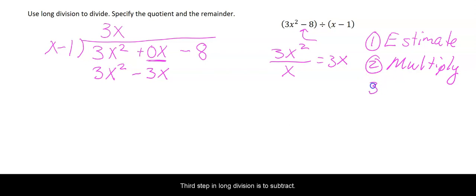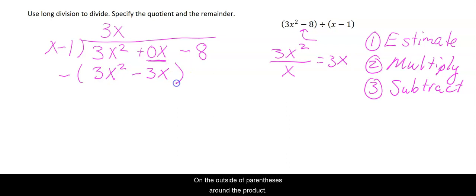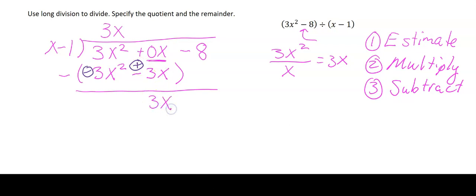The third step in long division is to subtract. To subtract, I'm going to subtract with minus on the outside and parentheses around the product. I like to go in and physically write what the new sign is with a circle around it so I know which one to use. When I combine these two lines together, the first term should always zero out. 0x plus 3x should give me 3x.